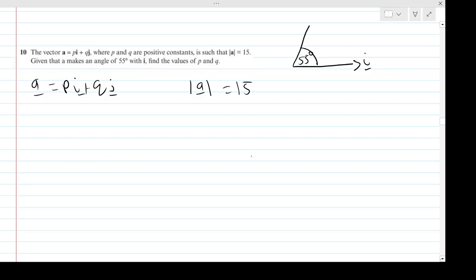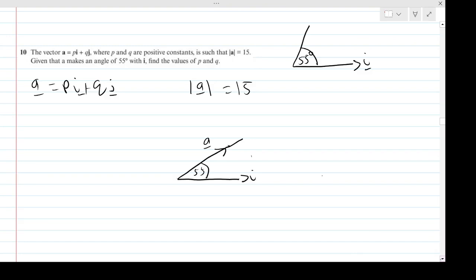With that in mind, again, a very good idea is to draw the vector, what we've got going on. So an angle of 55 degrees with i. So i is going to be there, then 55 is going to be there, and so this is the vector, this is the vector a. And the length of that is 15.